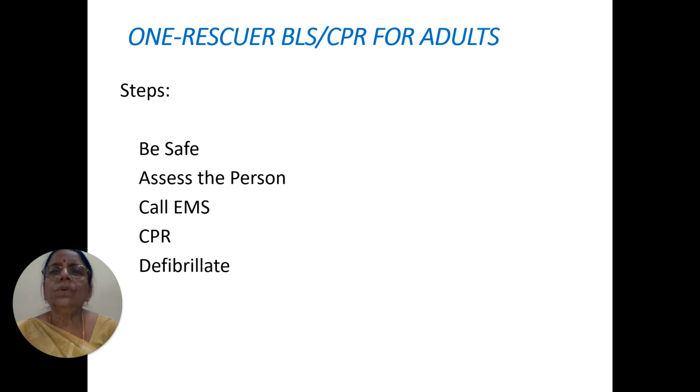So what is one rescuer basic life support and CPR for adults? The steps are: be safe and assess the person, call for the emergency medical system, call for help otherwise, then cardiopulmonary resuscitation, and then defibrillate.